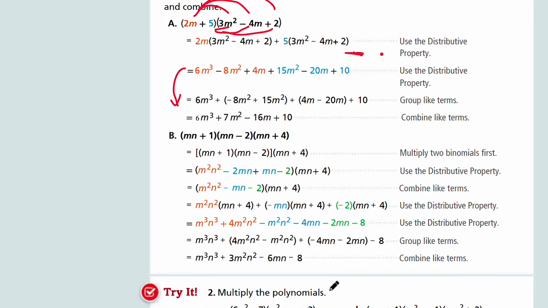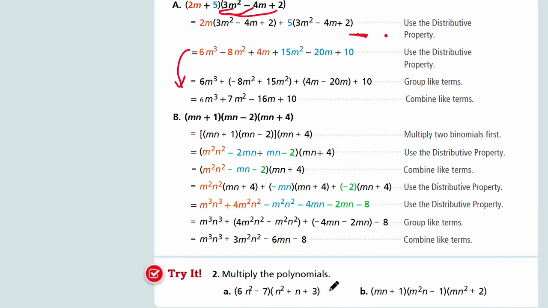All right, let's practice try number 2. Multiply the polynomials. See if you can do it by yourself. A is 6n squared minus 7 times n squared plus n plus 3. And then B is (mn plus 1) times (m squared n minus 1) times (mn squared plus 2). So pause the video and come back when you're ready for answers. Okay, are you ready? All right, let's look at 2A.